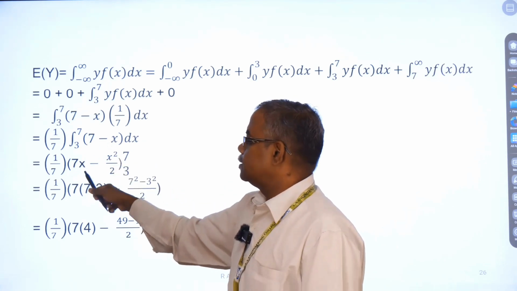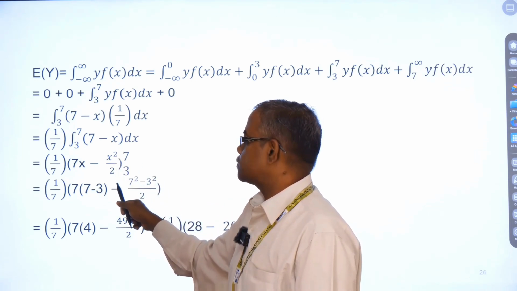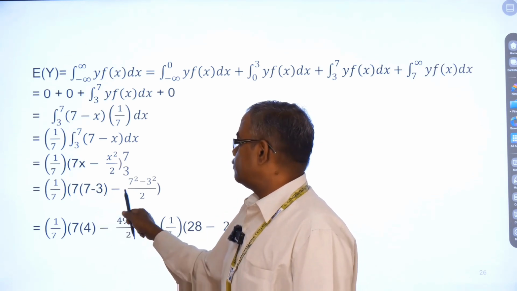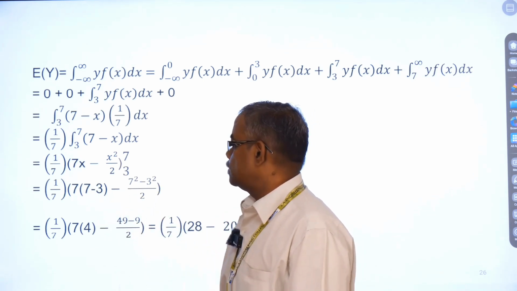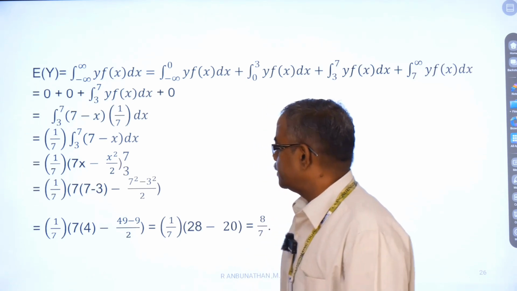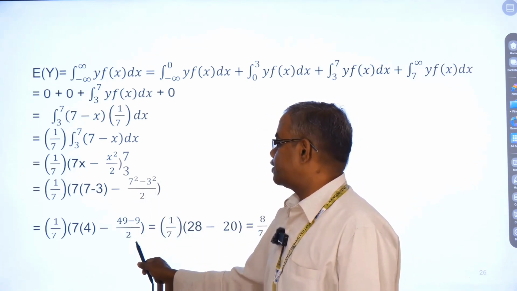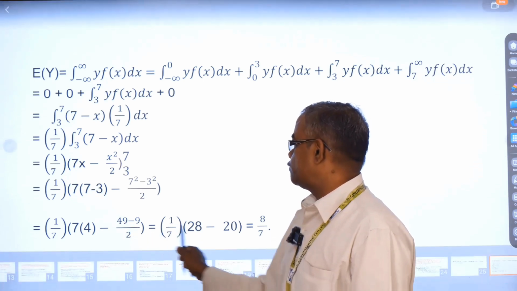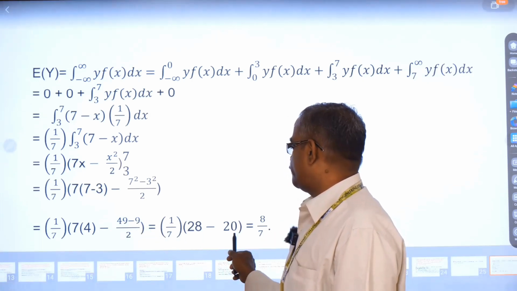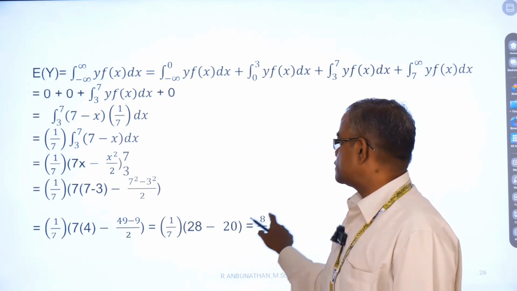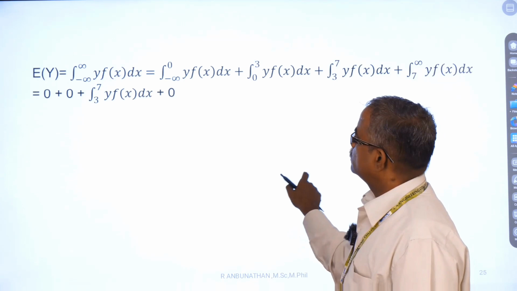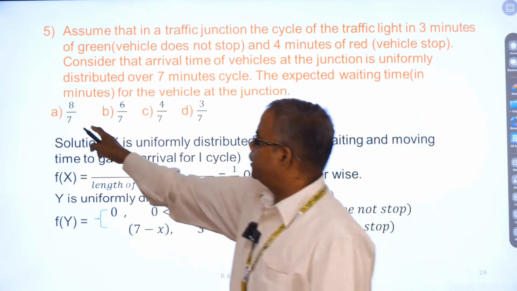Integrating this, we get 7x minus x squared by 2. Substituting the upper and lower limits: 7 into (7 minus 3), minus (7 squared minus 3 squared) by 2. Substituting, 7 minus 3 is 4, and 7 into 4 is 28. Here 49 minus 9 is 40, divided by 2 is 20. So 1 by 7 into (28 minus 20). Subtracting this, 8 by 7 is there. That's why the answer for this sum is A.